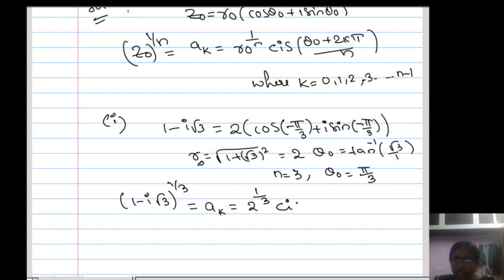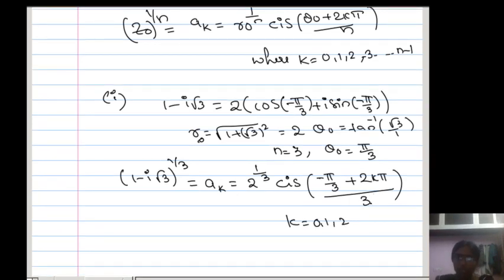Next, cis of theta naught. What is the angle theta naught here? Minus pi by 3. It lies in the fourth quadrant, so minus theta naught is the principal argument. Plus 2k pi, all divided by n. N means what? 3. Next, k varies from 0, 1, 2. Why? Because n minus 1, that is 3 minus 1, is 2. So this is your answer. So now the final answer is what?